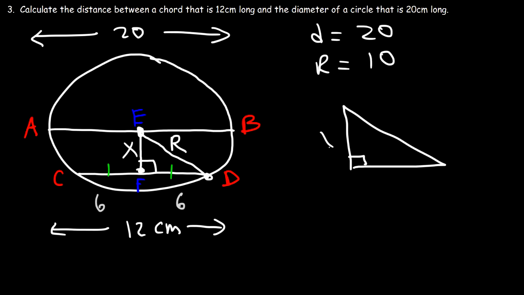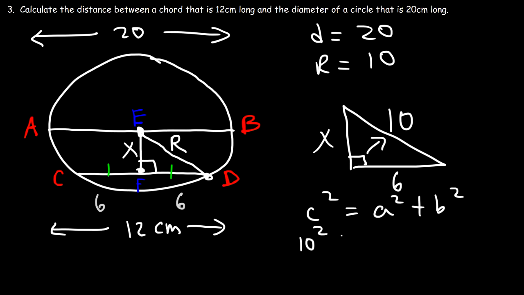So EF is X, ED is 10, and FD is 6. What is the value of X? So let's use the Pythagorean theorem. C squared is A squared plus B squared. So C is the hypotenuse, which is 10. Let's say that A is 6 and B is X.